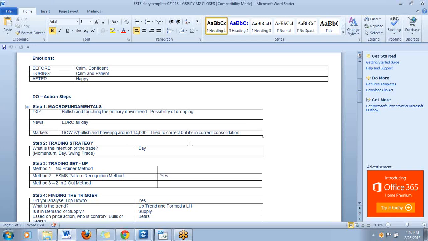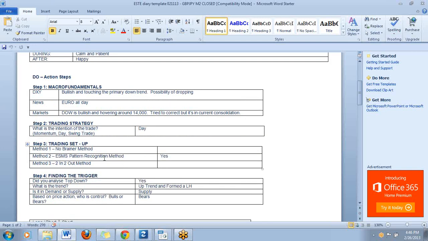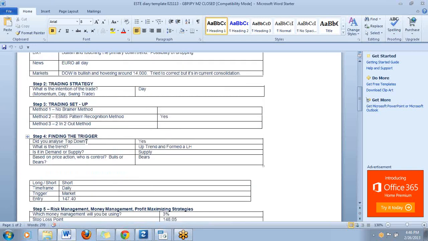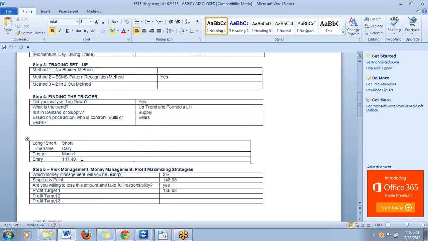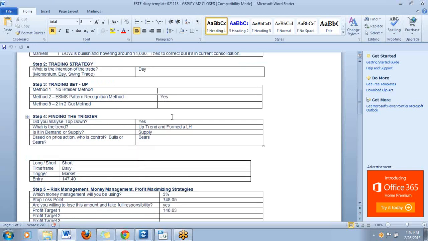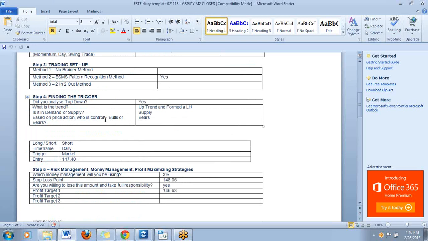Trading strategy: a day trade, and the pattern is our methodology. Method number 2. Do we analyze top down? Yes. What is the trend? It's an uptrend from a lower high. It's at a level of demand and supply. Our bears are currently in control. I'm going to go short despite it being an uptrend. So I'm going against the trend just to catch that movement to the downside, based on the M2 methodology.